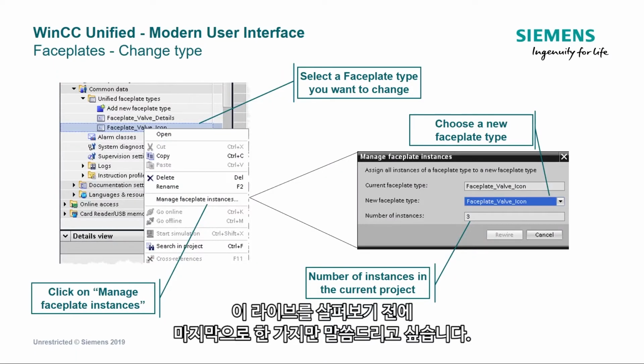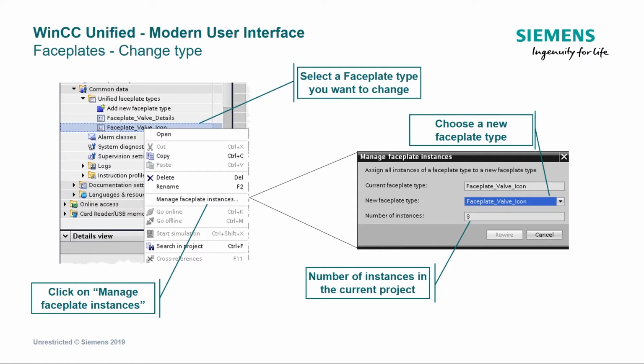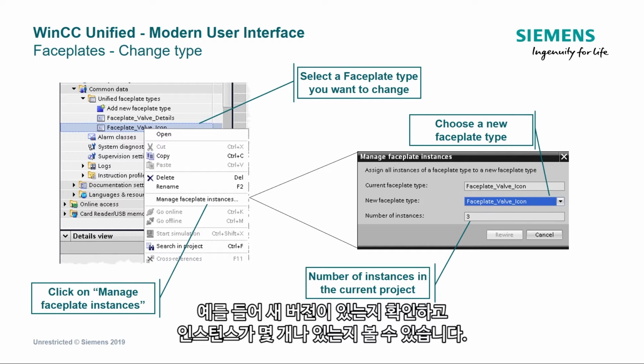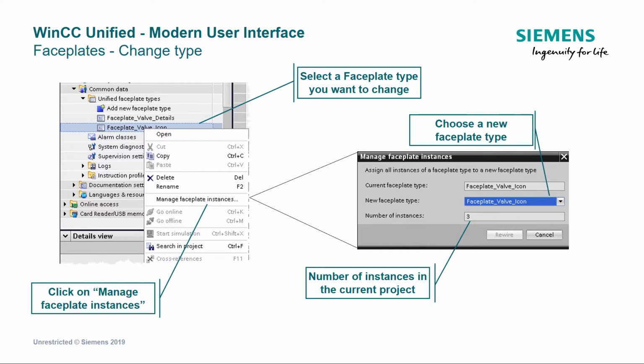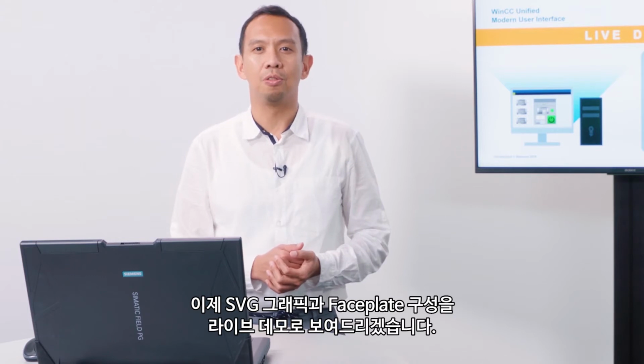Before we take a look at this live, I'd like to mention one last point. The instances of a faceplate which are used can be managed centrally. This allows us to change the faceplate type, for example, if there is a new version, and also to see how many instances there are. Now I'll show you SVG graphics and the configuration of faceplates in a live demonstration.